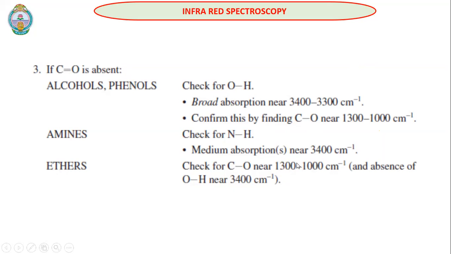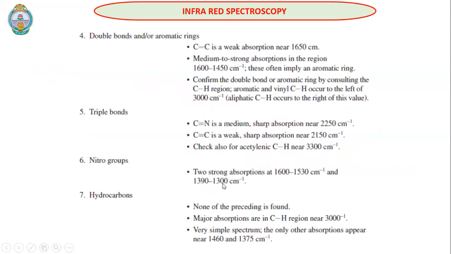Then go for ethers, which don't have any characteristic peaks. Of course, we will get CO stretching frequencies from 1000 to 1300, but generally not many stretching vibrations will be observed there, so we may not predict that clearly. So if it is not alcohol or amine, then go for ethers. And if still you don't find them, then go for C double bond C. Generally, C double bond C stretching frequencies appear from 1400 to 1650 centimeter inverse.